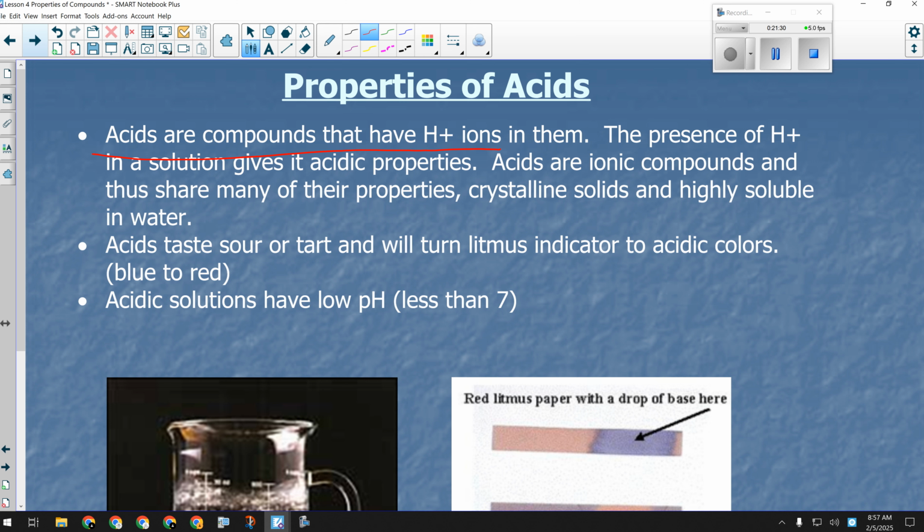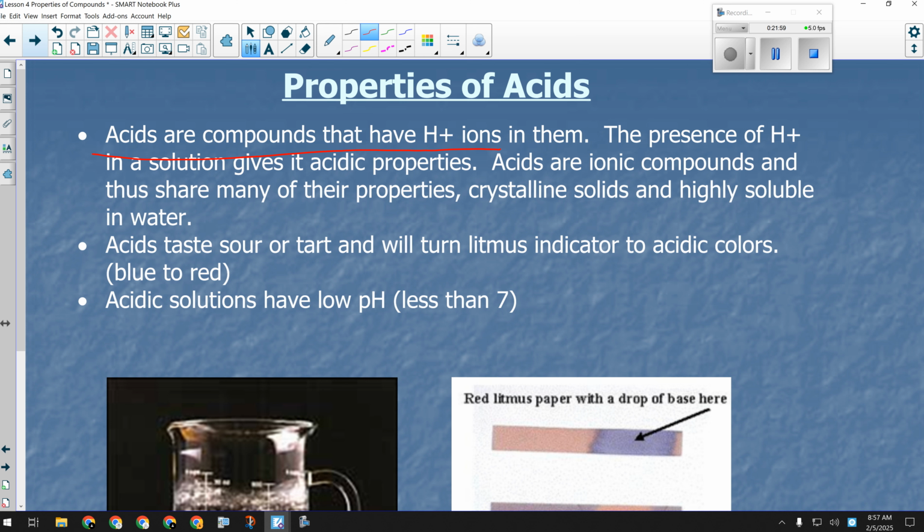Acids taste sour or tart. But of course, we're not going to find that out because, as we said before, we're not going to taste any of them. But you've had this experience. Lemons are sour. That's because they contain citric acid, which is a weak acid, but an acid nonetheless, so it tastes sour. Vinegar is also an acid. It's an ionic compound. It's tart. Borderline sour, but definitely tart.